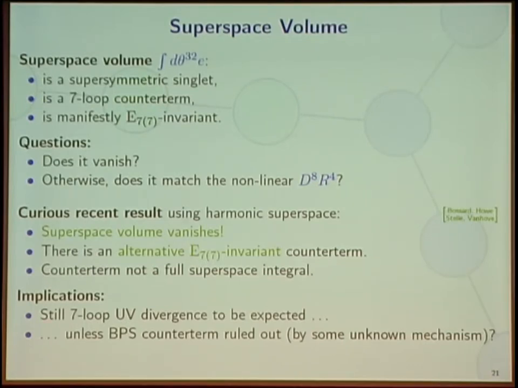What does it mean? Well, it still means that a 7-loop UV divergence is to be expected unless we know some other reason. And that other reason might be that this other counterterm, which is not the full superspace volume, is not a full superspace integral, and maybe one can rule it out by some other unknown mechanism, but presently we don't know how it works. So presently, I think we should expect a UV divergence at 7 loops.